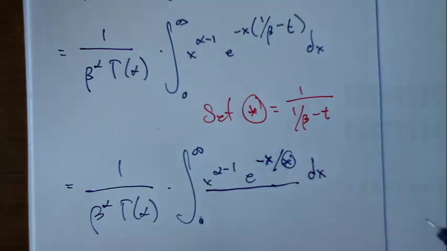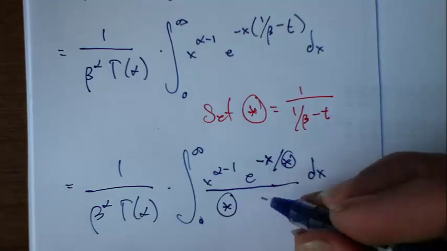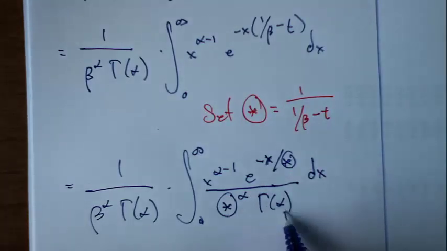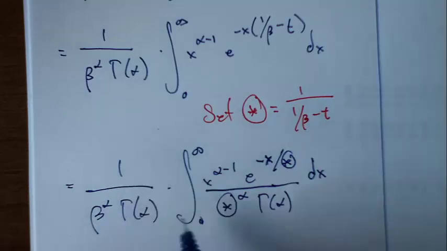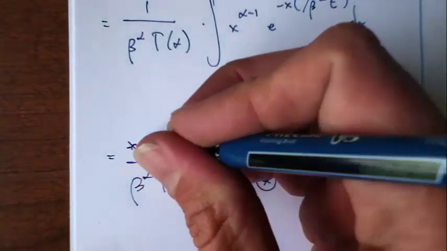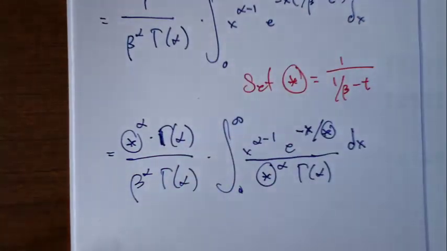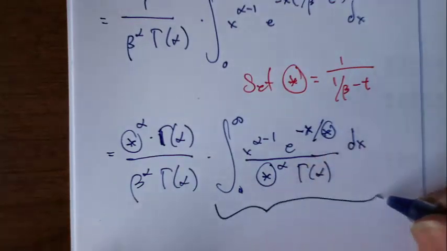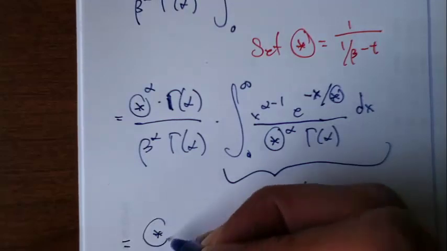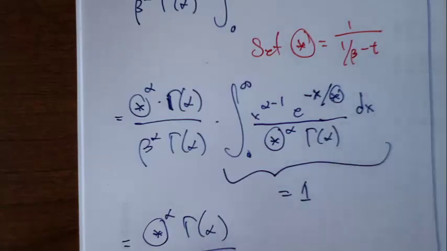Now, to make this look like a gamma density, I think maybe what I'm going to do here is multiply and divide by something. What do I need to do to make it look like a density function for a gamma? I divide by that stuff, but then I've got to multiply by that same stuff to keep it equivalent to what was before. So I'll put a star to the alpha times gamma of alpha out here. Perfect. Now I know that all of this stuff evaluates to one. Isn't that fantastic? And so I just get star to the alpha times gamma of alpha over beta to the alpha times gamma of alpha.